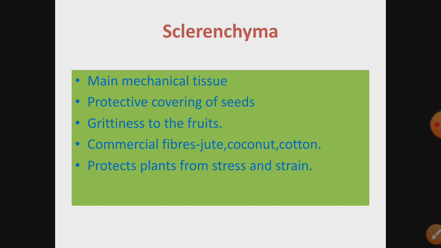Grittiness of fruit, that roughness, you must have noticed while eating the pear, nashpati, you must have felt that roughness or that kind of grittiness while eating that pear. So, that grittiness is because of the sclerenchyma. And imagine, please imagine what kind of sclerenchyma this is? Yes, it is sclerids. So, sclerids are present in the fruits. Then commercial fibers like jute, coconut fiber and cotton, all these are sclerenchyma fibers. It also protects the plant from stress and strain because it is the main mechanical tissue.